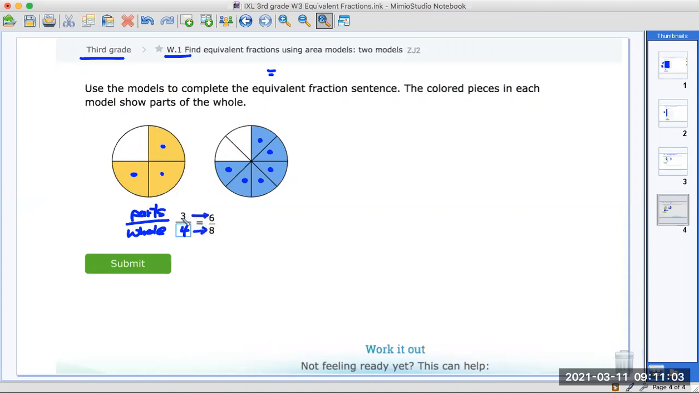6 is double 3, or 3 is half of 6. 4 is half of 8. Or 6 is twice 3, 8 is twice 4. There's a proportional relationship that makes these sentences true. So 4 would be your submit. Okay, good luck to you. That's 2 examples from each. We're going to do the whole thing.